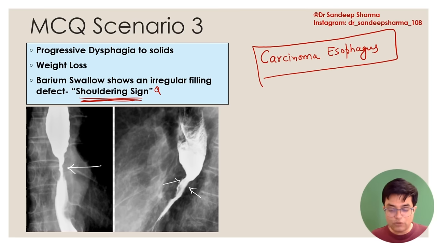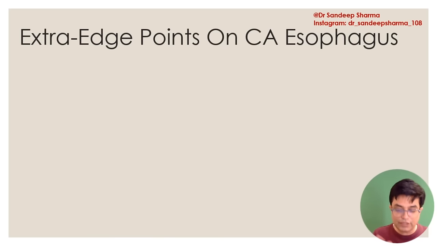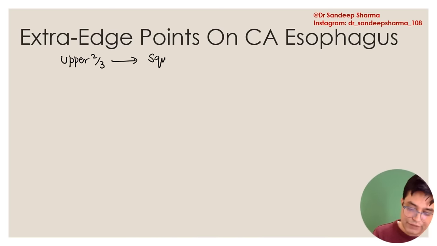So carcinoma esophagus itself is an important topic because questions are asked in pathology, in medicine, as well as surgery. So what are the key points likely to be asked if you get a case or question on carcinoma esophagus? Let us write down the key points. First of all, what is the type of carcinoma seen in the esophagus? In case it is the upper two-thirds of the esophagus, usually we find that the patient has a squamous cell carcinoma.